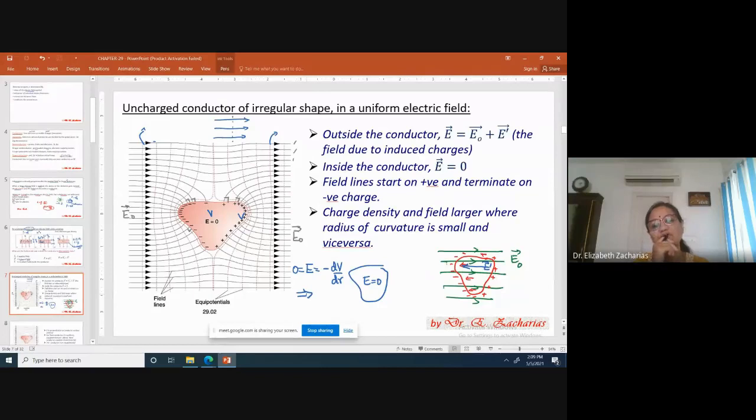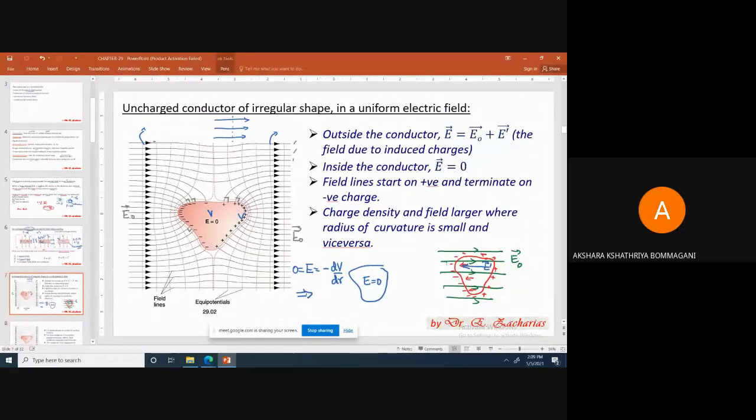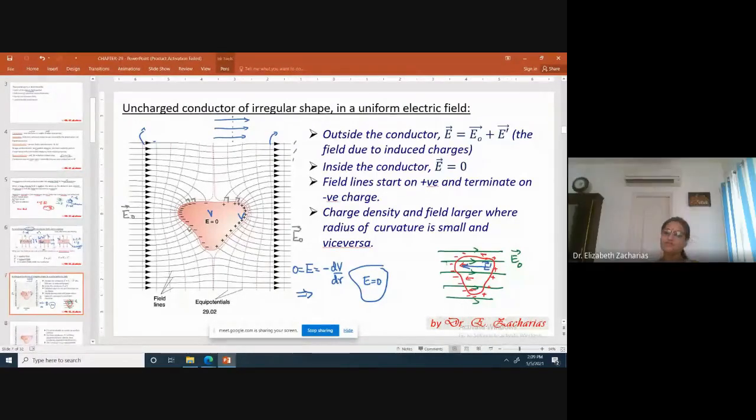Sometime back you also saw E is equal to minus dV by dr. Change in potential with distance with a negative sign is electric field. If the electric field is 0 inside, what will you say about dV? What will be the change in potential between 2 points? 0. That means every point of that conductor has the same potential value. So that explains why the electric field is 0 inside.